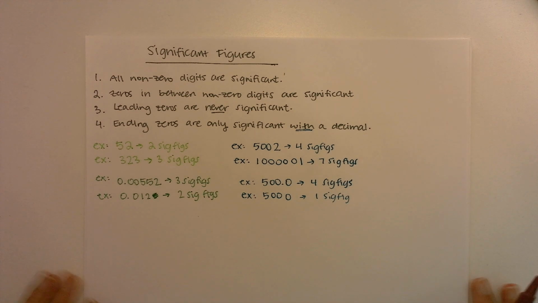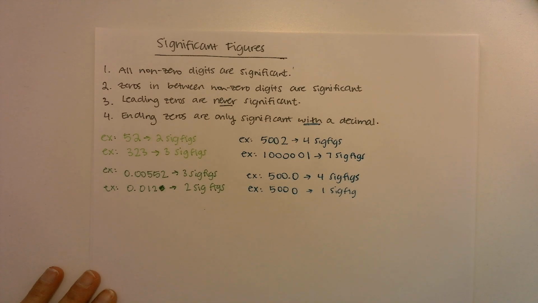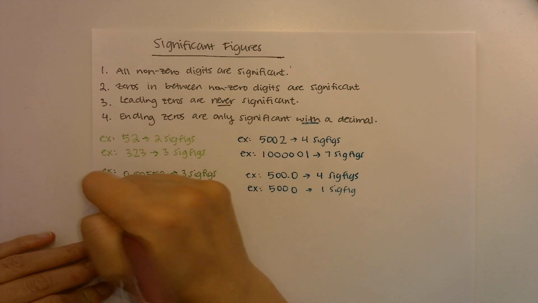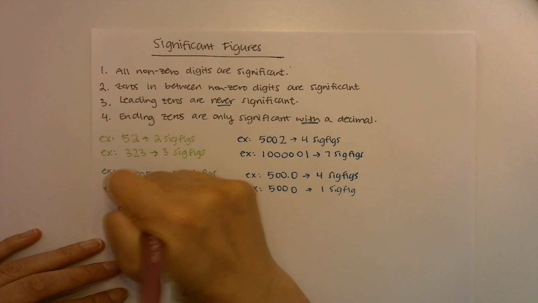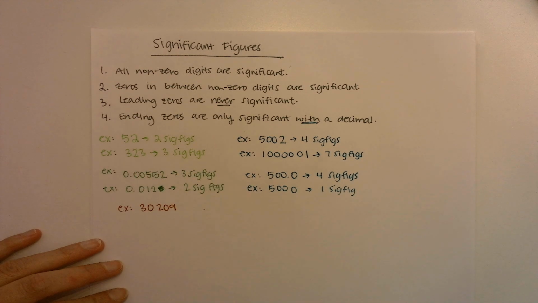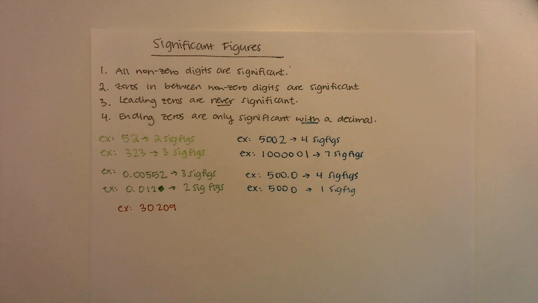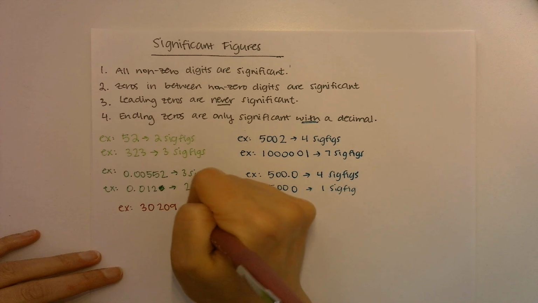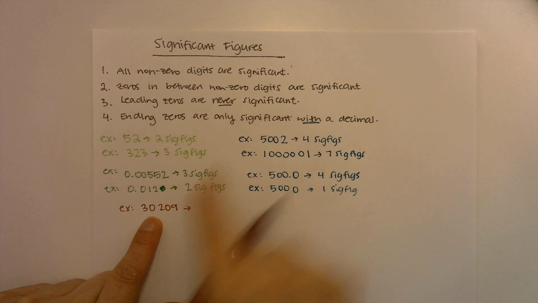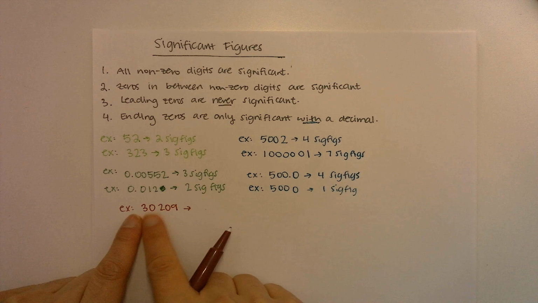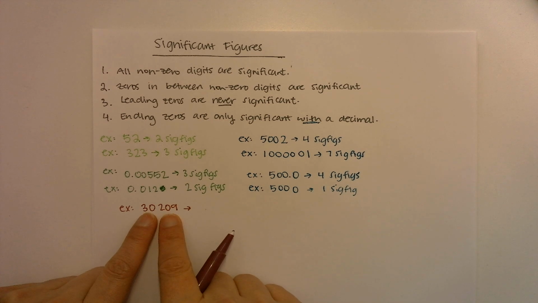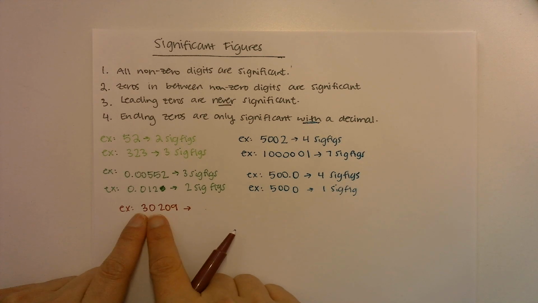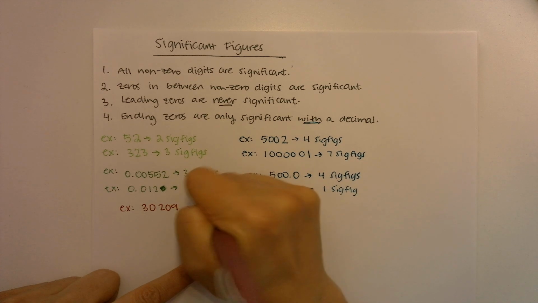Alright, now I'm going to give you a variety of examples mixing these 4 rules together, and you're going to apply them. For example, if I give you 30,209, there are zeros in between, so you have to apply rule number 2. We know these non-zero digits are significant. I have 3, but then we look at these zeros. I know they are sandwiched in between non-zero digits, so they are significant. So I have 5 sig figs.